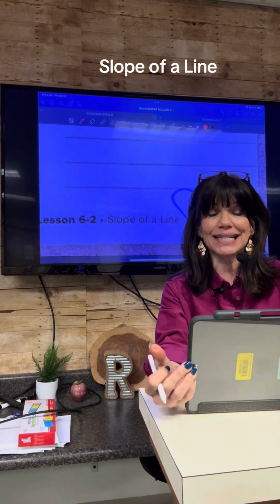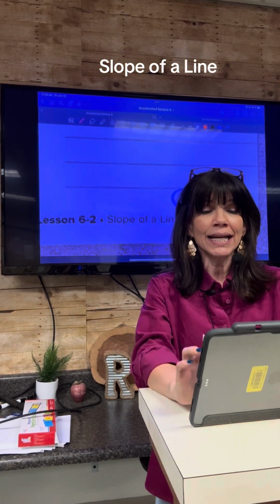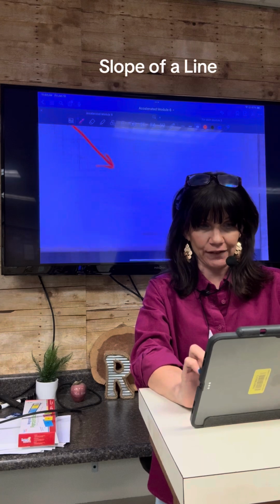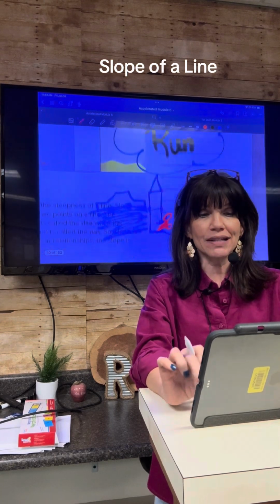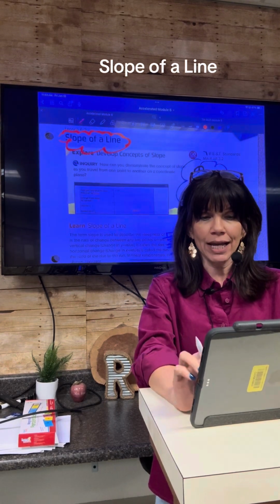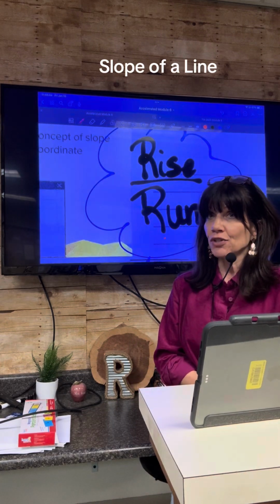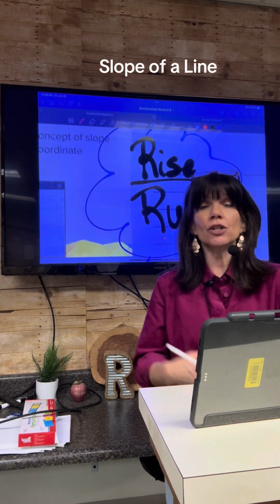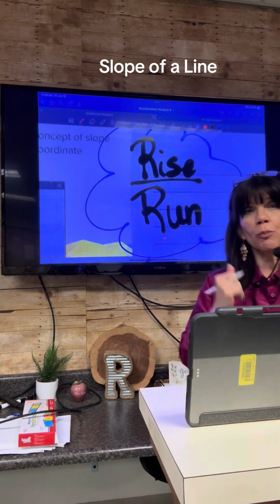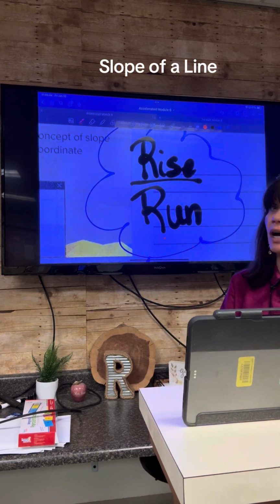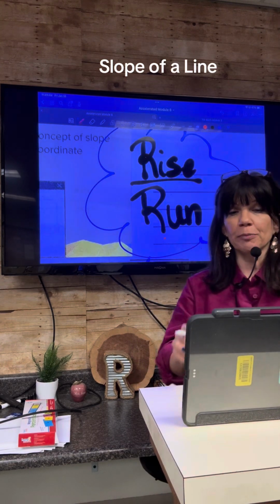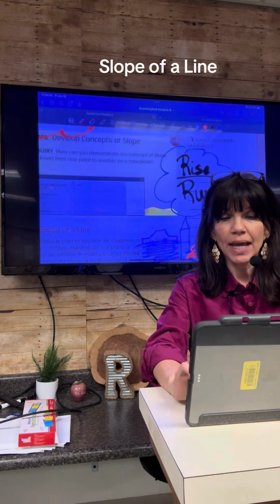Today we are learning lesson 6-2, slope of a line, textbook page 357. Everybody in my room is there right now. Yesterday we learned about rise over run. This conversation today will continue to use rise over run to help us find the slope of a line. And I'll talk more about the rise over run in a moment.